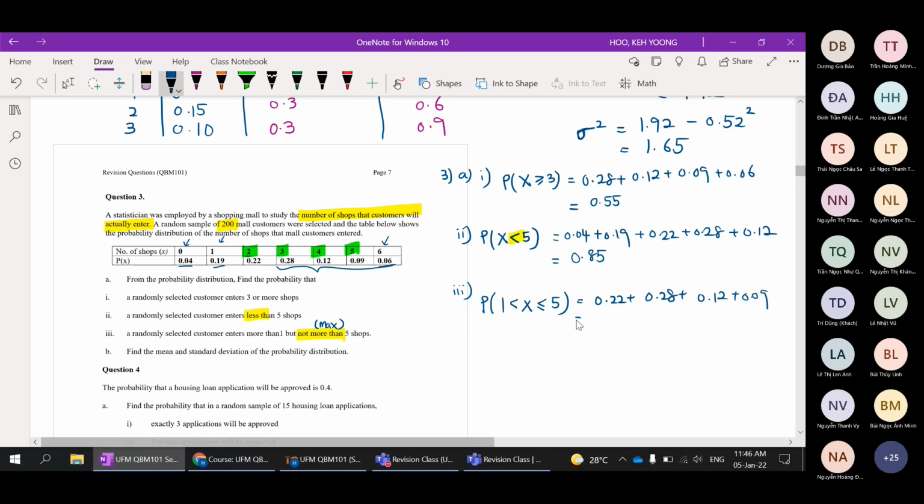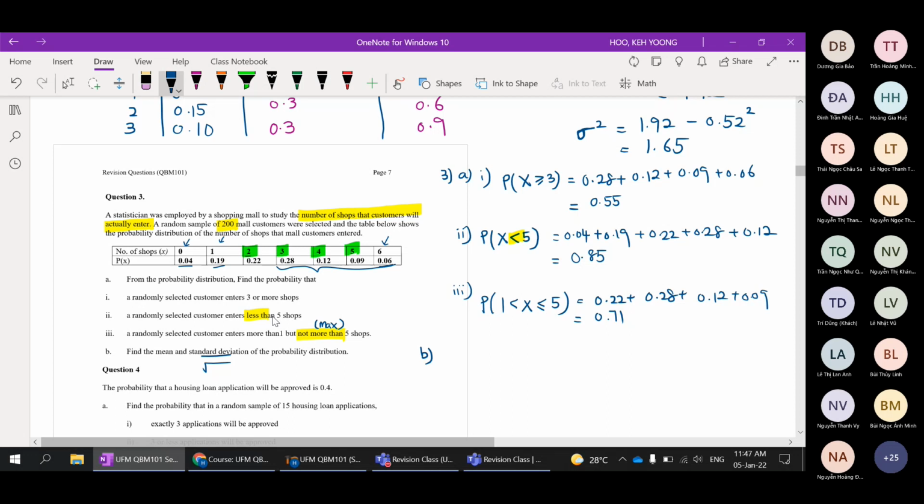Okay, so the final answer is 0.71. Question B is what you have done in question 2 just now. Find the mean and standard deviation. This time we are looking for standard deviation, so you have to square root the variance.